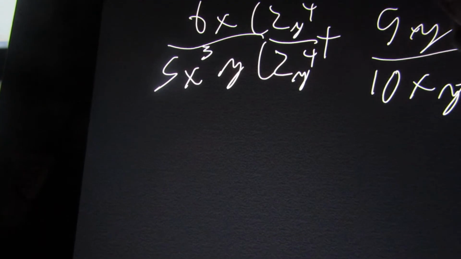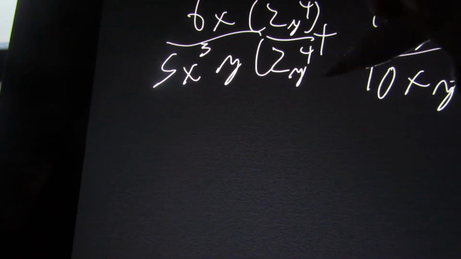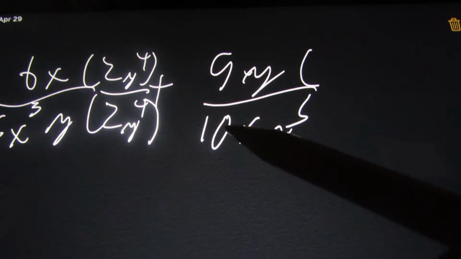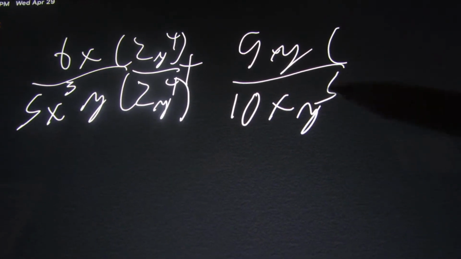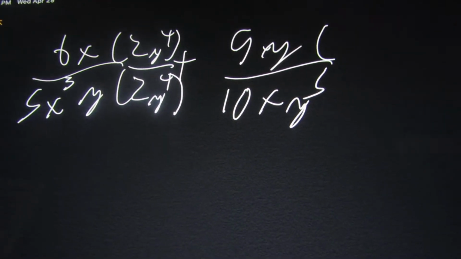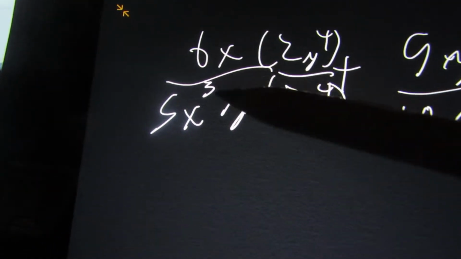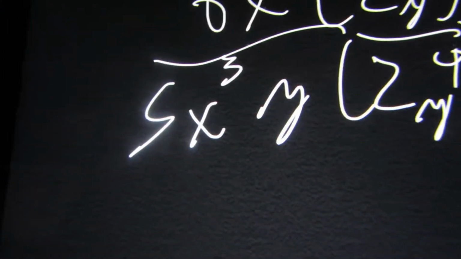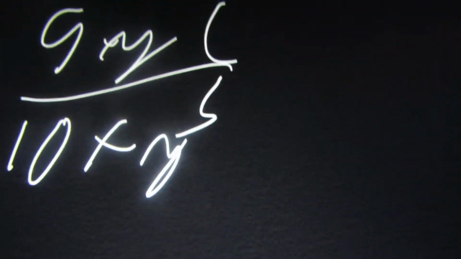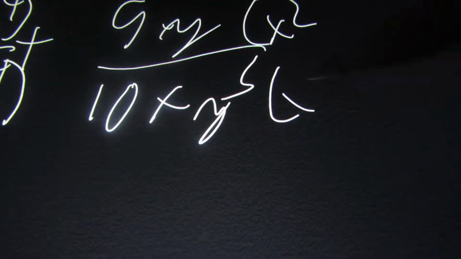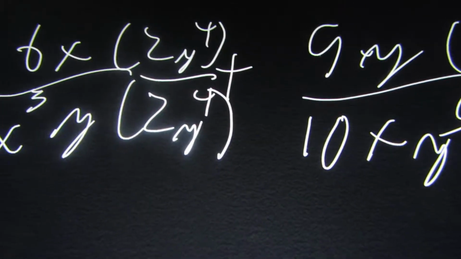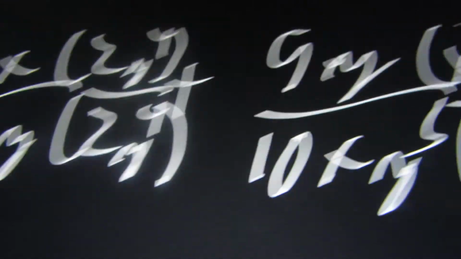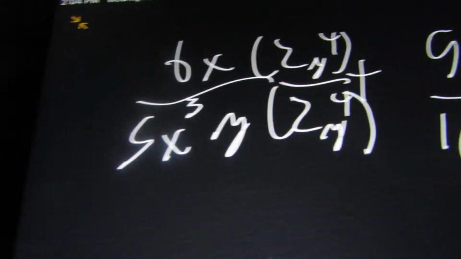And we have more x's here, so we don't need to multiply by any more x's. For this one, though, we have a bigger number, so we don't need to multiply any more there. We have more y's, so we don't have to put any more y's. But in this one, we have 3 x's, and we only have 1 x here, so we need to multiply both top and bottom by x squared. So we're multiplying the first fraction by 2y to the 4 over 2y to the 4, and the second one by x squared over x squared.